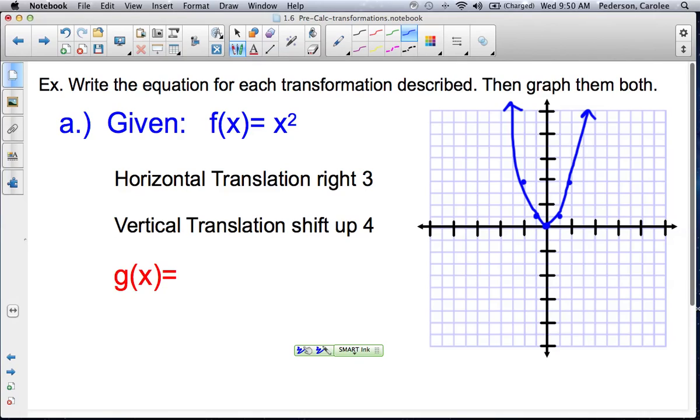Now we're going to apply the two transformations to it. The first thing is we want to move the graph, the blue graph, to the right 3 units. So that's on the horizontal axis. And we want to shift it up 4 units.